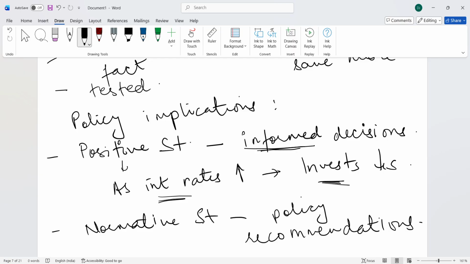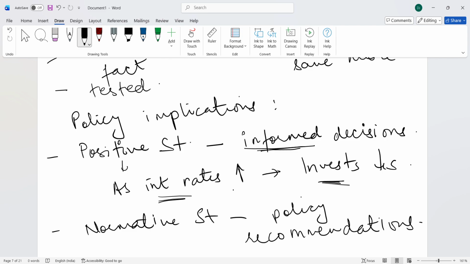They help in making policy recommendations. So let's say if I say that the government should increase its spending on education because that will actually help the economy grow better. Now, that's a normative statement. So the government might think, that's a policy recommendation I am kind of giving, right? So both these statements have their own policy implications for the policymakers in a country. Positive statements basically help in making informed decisions, and normative statements help in policy recommendations to the policymakers.